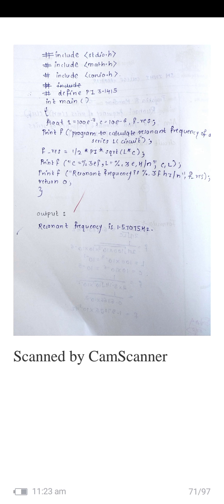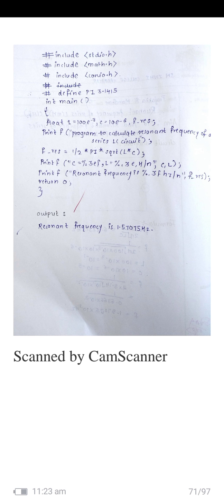F res. Then printf program to calculate resonant frequency of the series LC circuits. Then F resonant is equal to 1 upon 2 pi square root of LC. Then printf F C is equal to percentage of 3f, 3 meaning L C and the F, slash n. Then printf F resonant frequency percentage of 3f slash n, F resonant, return 0, closing curly brackets.